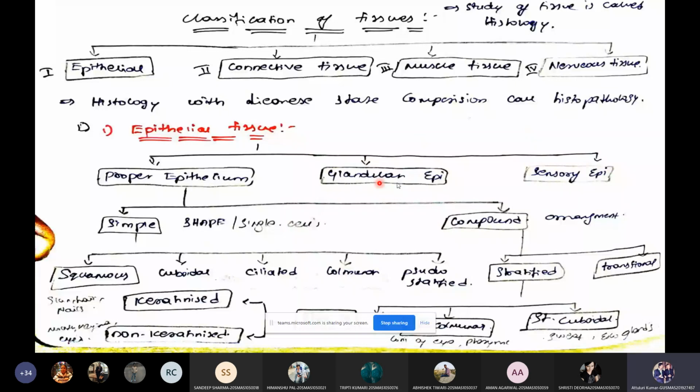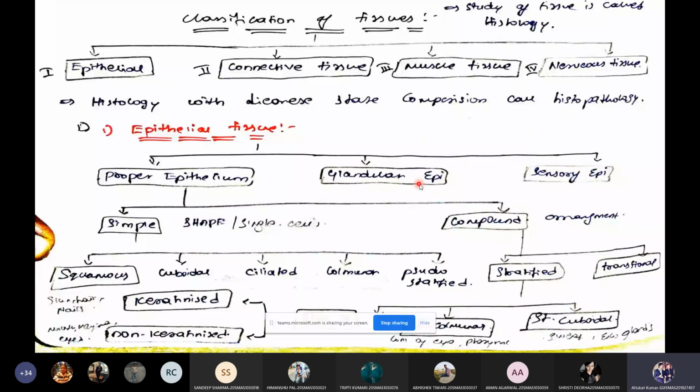Now keep in mind, students, proper epithelium means the outer membrane of any organ. Proper means outside; the extreme outside membrane is called proper epithelium. Then the second one is glandular epithelium. Glandular epithelium is present in the glands of our body.